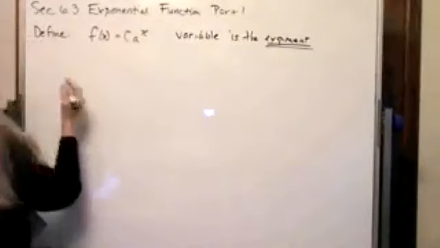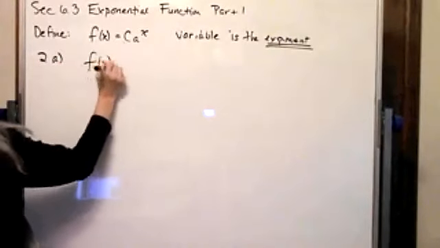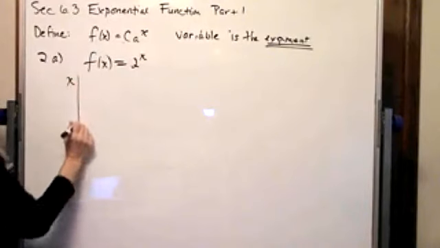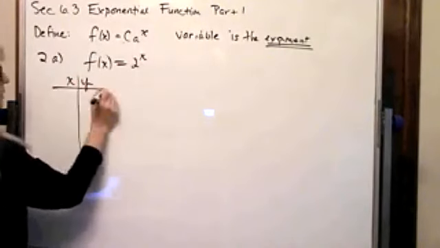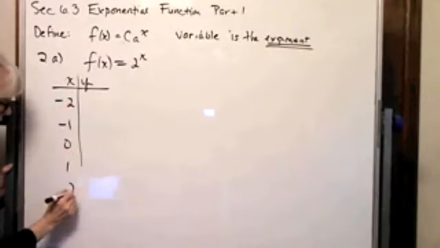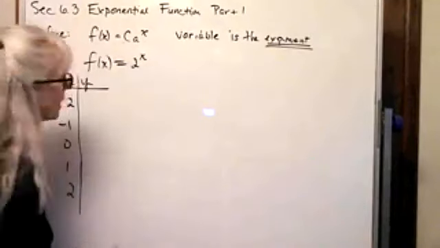So f of x, this is example 2, part A, is 2 to the x. It's the one we tend to start with. So what we're going to do, because we've never done this before, is build an xy table. So we use -2, -1, 0, 1, and 2. And then once we get it graphed, we're going to find the information and characteristics from that graph.